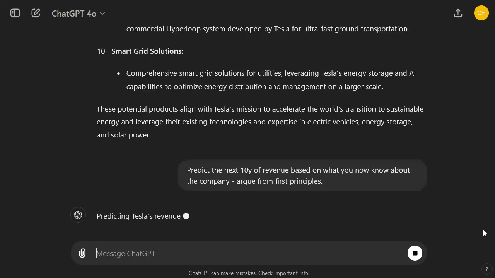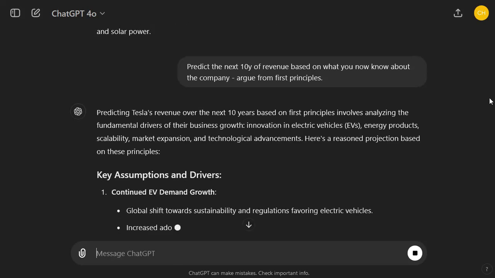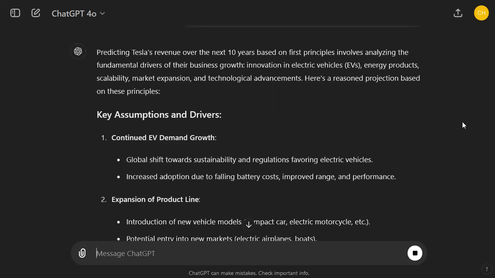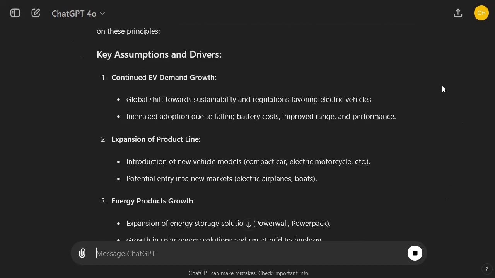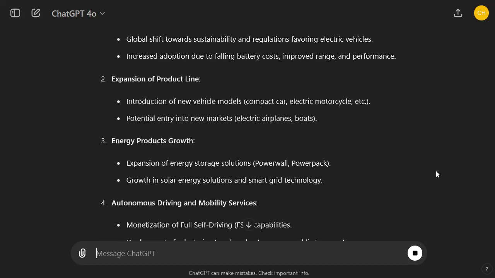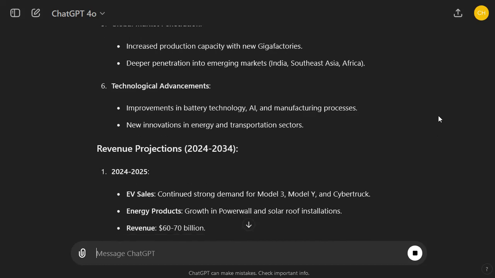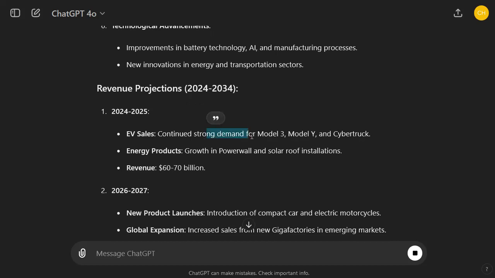Because we feed it with financial information, so it should be able to give us some predictions on the next 10 years. Whether it's right or wrong, I mean, obviously you would have to do this yourself being an investor. But I think, yeah, here it gives us revenue projections. Continued strong demand for Model 3, Model Y, and Cybertruck. Revenue will be like 60 to 70 billion.